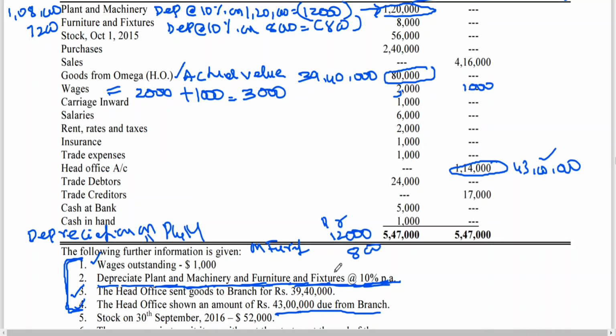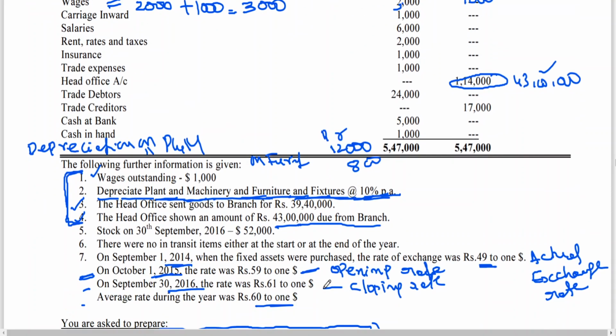Depreciation is taken at the actual exchange rate when the fixed assets were purchased. Fixed assets means plant and machinery and furniture. You should take 49. We are assuming, when the problem is silent, that this is an integral foreign operation. Otherwise, if it is a non-integral foreign operation, you can see the note that has been given to you in the last class, fourth and fifth point.